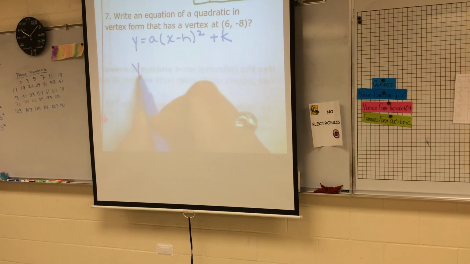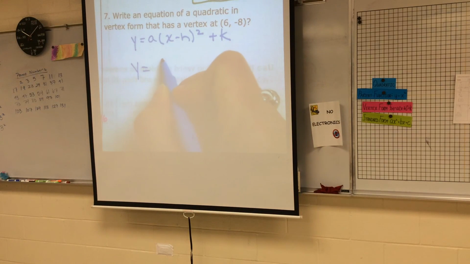So I'm going to write this as y equals, do I need an a value? No. Could I write an a value? Yes. I'm going to leave my a value out for now. I'm going to have x. So my h value is 6. So am I going to write plus 6 or minus 6? Plus or minus?